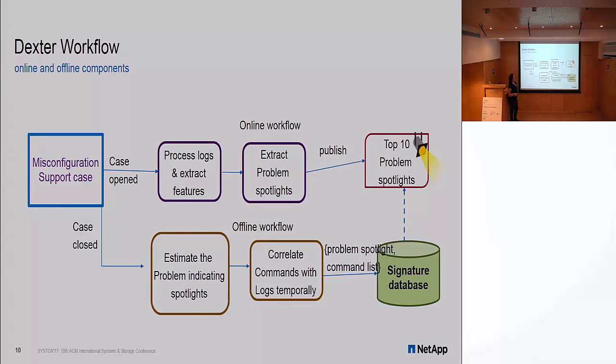And this is what we have been storing in a signature database that we have created, but it is not yet online, because we need to validate this entire database before we hand it out to the support engineers, so that they can look at the spotlight and say this is a solution. So that is an ongoing process, but this is what we have done in Dexter.